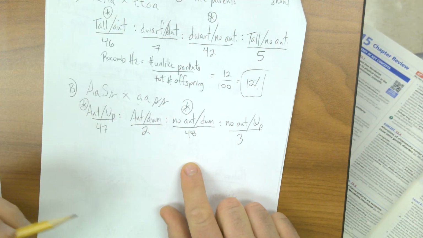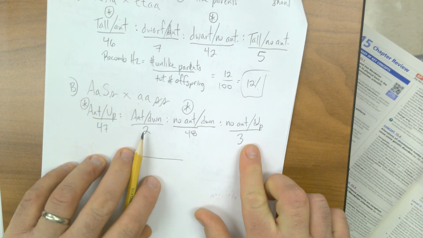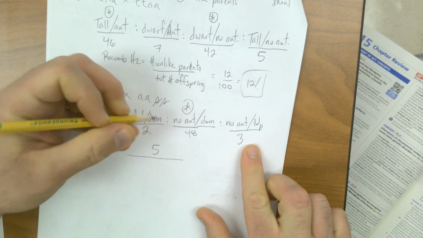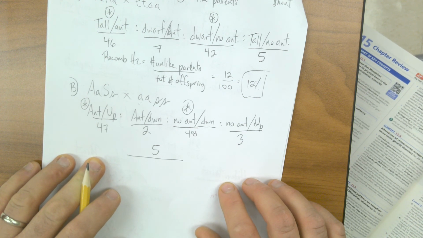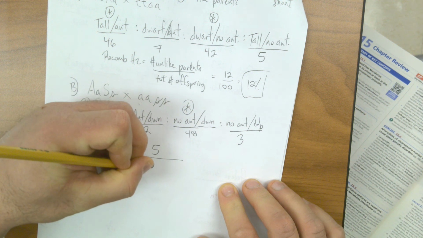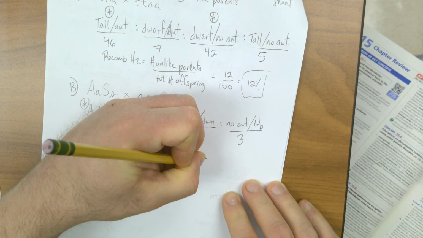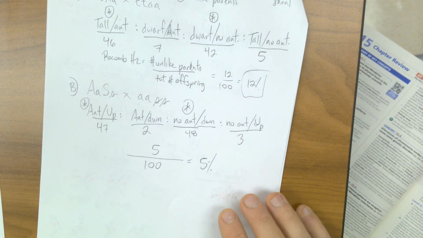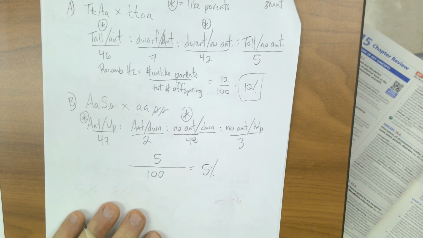So the parents there. So to get our frequency, we just take the number that are unlike the parents, which is 5, divided by the total number. Again, it's still 100. So the recombination frequency in this instance, 5%. So 5% of the time, the offspring are unlike their parents. All right.